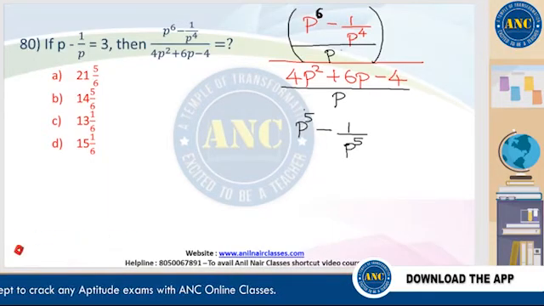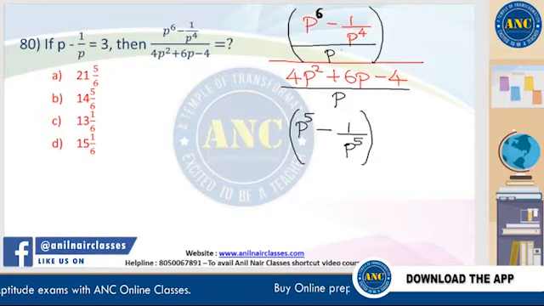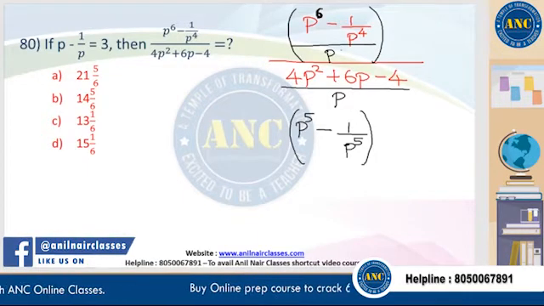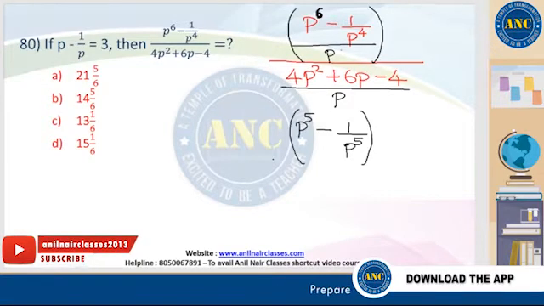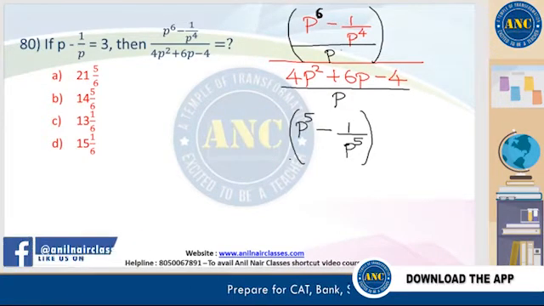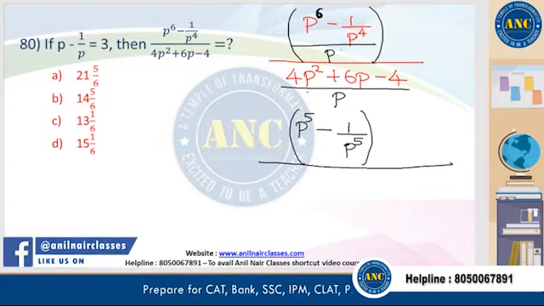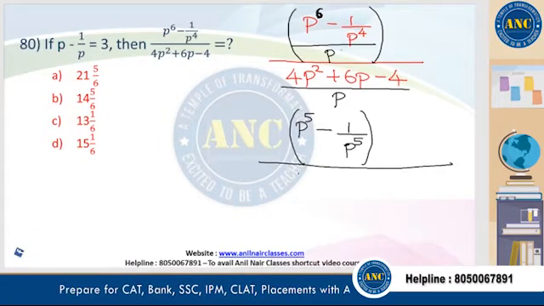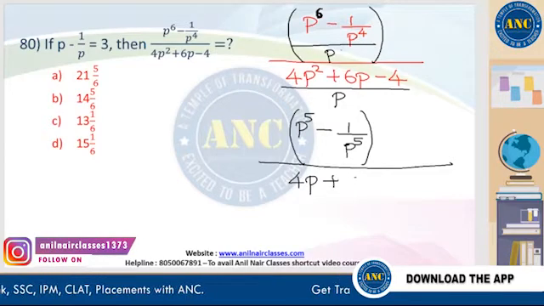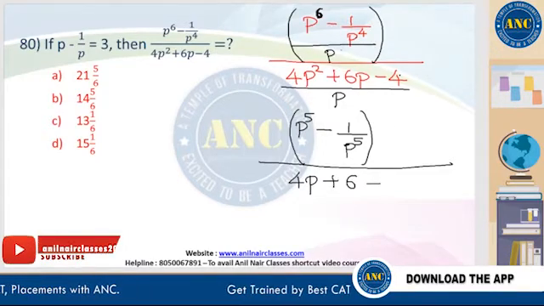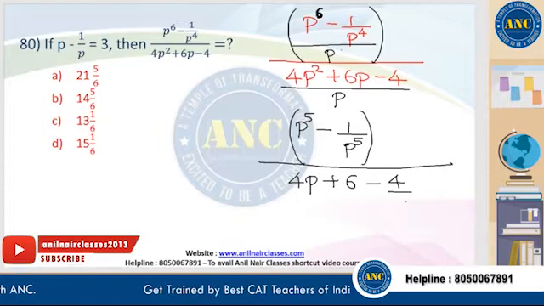Now I don't know how to find P power 5 minus 1 by P power 5 as of now, because we have never solved any questions of power 5. The maximum power we have solved till now is only power 3, but still we will find a way, nothing to worry. Divided by 4P square by P, which is 4P, plus 6P by P, which is 6, minus 4 by P. This is what I have with me.